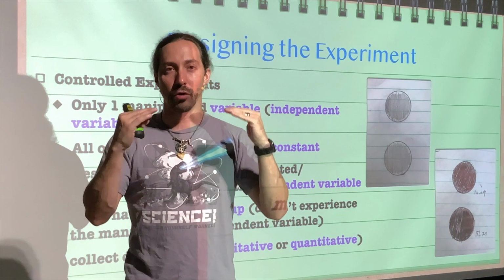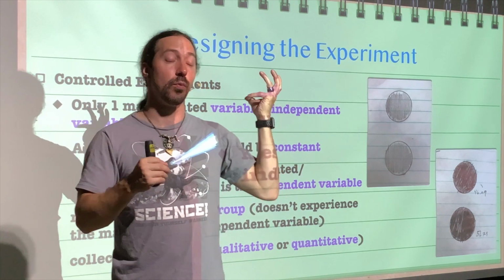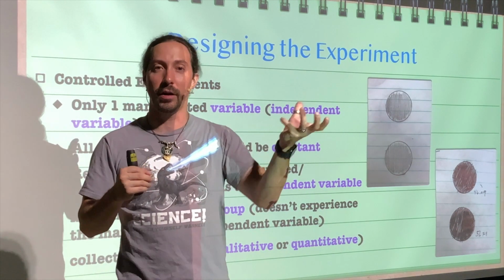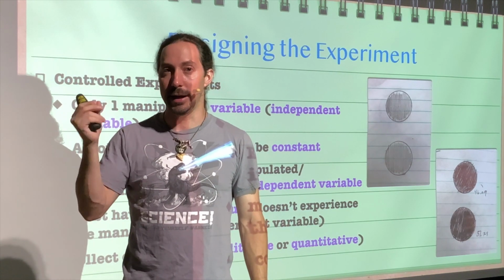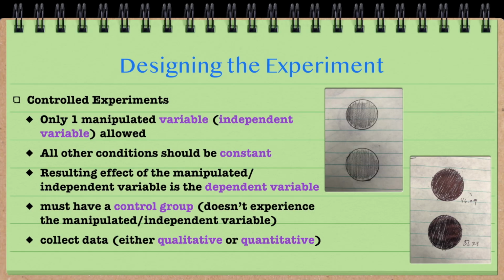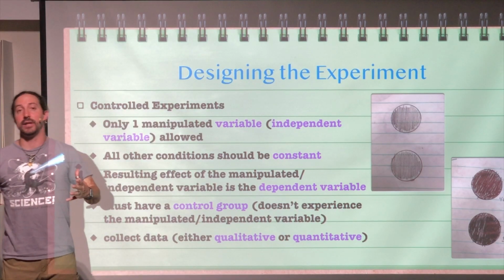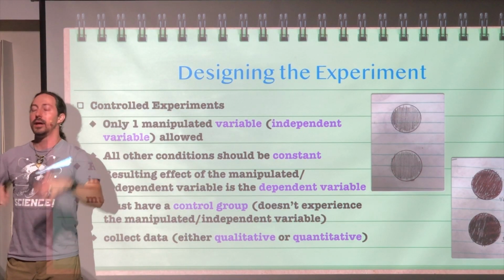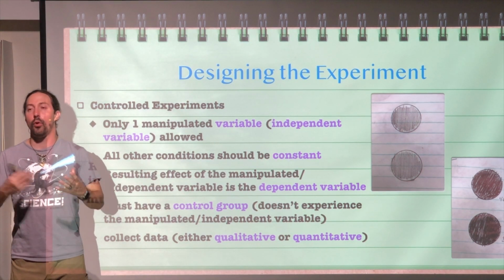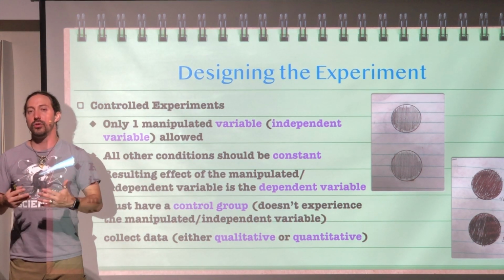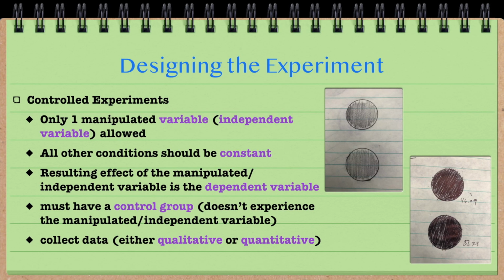So the two groups, the experimental group, which is the one that you changed the manipulated variable for, and the control group where you do not manipulate anything, every other condition must stay constant. If those conditions change, then you don't know what you're actually looking at. And then you must collect your data through the experiment, either quantitative data, which would be numeric values, or qualitative data, which would be descriptive words about what has occurred.